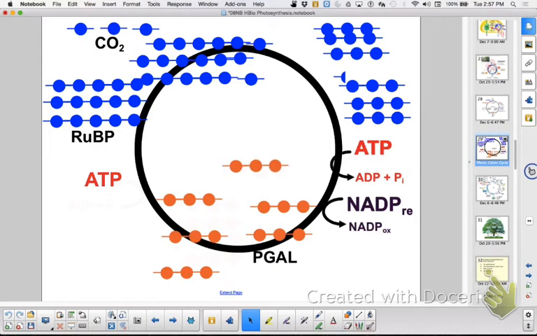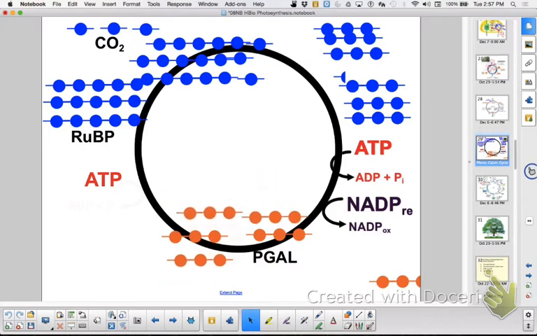I just take 1 of these away. How many am I left with if I take 1 of them away? 5 of them. I have 5 right here, yeah? Just doing the math, I have 5 3-carbon things. How many carbons do I have total right here? 15 carbons in little 3 units, yes?